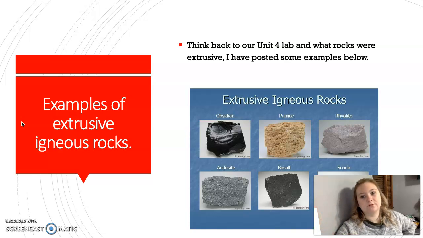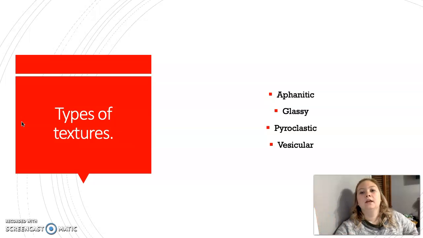Some examples of these rocks, you can think back to our Unit 4 lab and what rocks you said were extrusive after you did all the activities. Below is a picture that has examples of these rocks. Obsidian, andesite, pumice, rhyolite, basalt, and scoria are all examples of these extrusive rocks. These rocks have different types of textures. The types of textures are aphanitic, glassy, pyroclastic, and vascular. We're going to go into more detail on the next few slides.